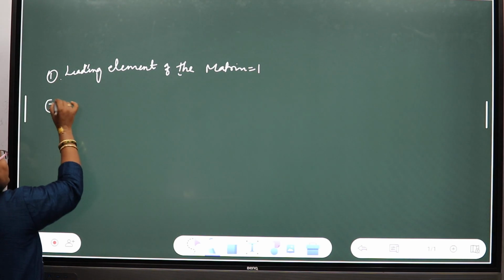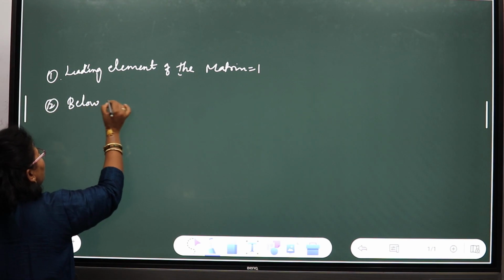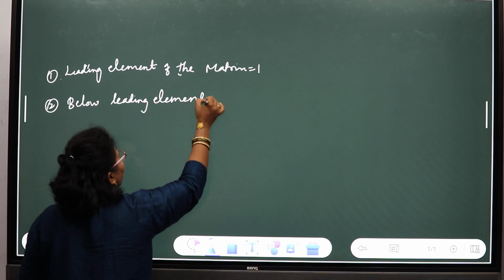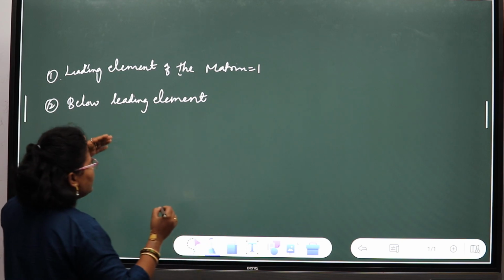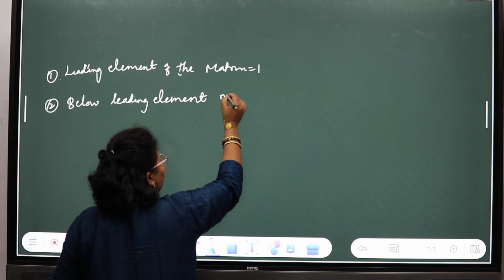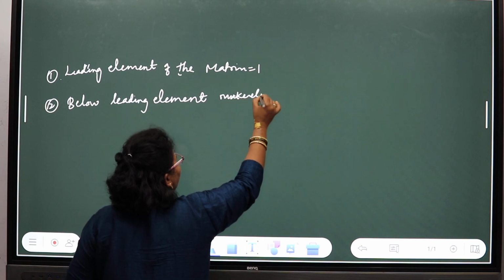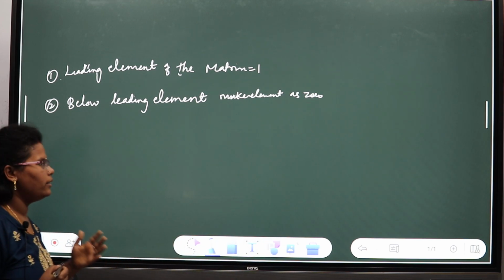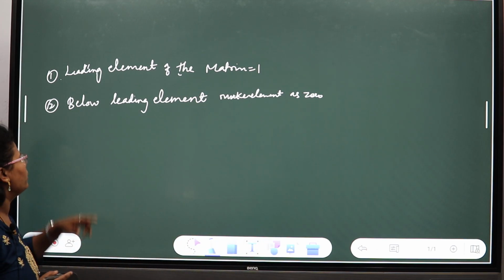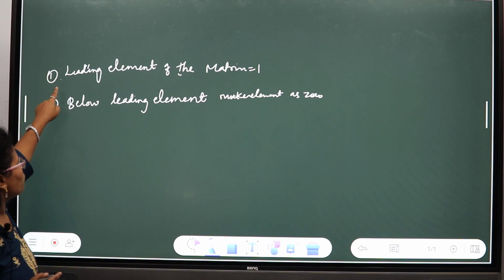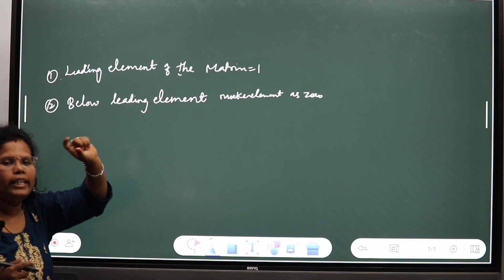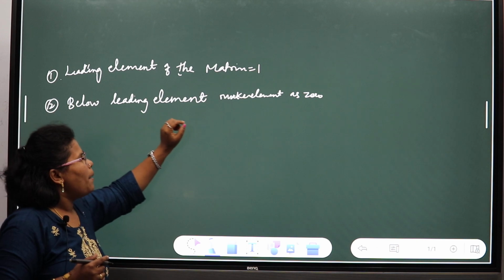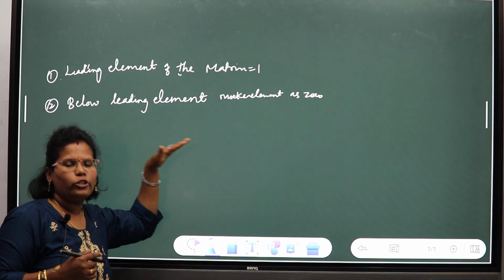And the second rule says below the leading element I should make the elements 0. We see an example, then you will understand better. So first rule, the leading element must be 1. That means your first element must be 1. And the second rule says below the leading element, make sure that below 1 I make it as 0.